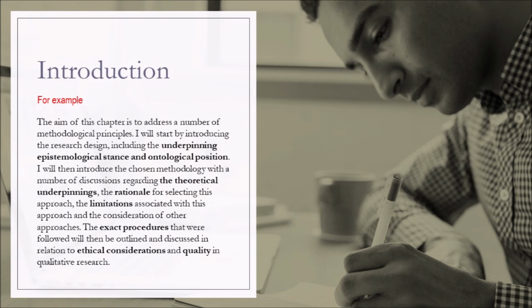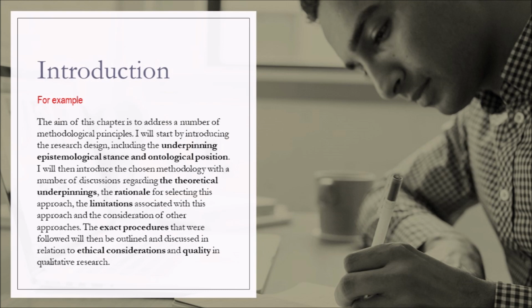Okay, the introduction section of the chapter should include a short description of how you are organizing this chapter. It means that the reader reading the method chapter should know immediately in the beginning what information the reader can get from this chapter and how it is organized. For example, in one PhD thesis, a scholar introduces the method chapter as: the aim of this chapter is to address a number of methodological principles.